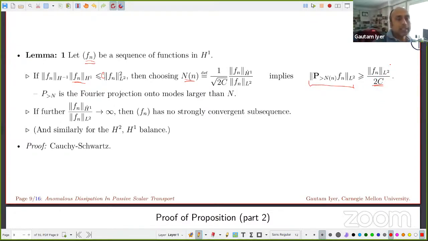So it's just an observation that if you have this reverse interpolation inequality, then you retain a constant fraction of your energy in the high L2 modes. Again, Pn is just the Fourier projection onto modes larger than N. Of course, if you add to this the fact that H1 over L2 diverges, then you can't have strongly convergent subsequences. And exactly the same sort of inequalities are true if you have the H2 and H1 balance. The proof is simply Cauchy-Schwarz. So this observation simplifies things a lot.